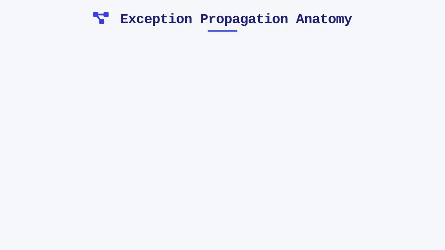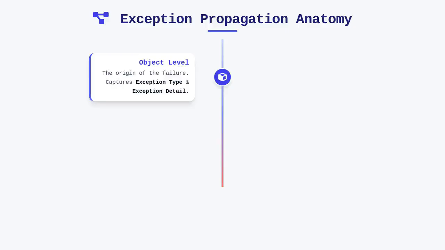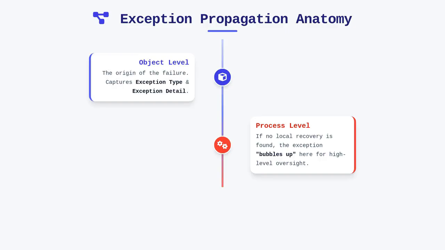Understanding the anatomy of this propagation is essential for creating resilient automation. When an exception moves from an object level to a process level, it carries with it the original exception details, which are populated in the exception detail and exception type fields. If you fail to use a recovery block in a child page, the parent page becomes responsible for handling that failure. This creates a design trade-off where you must decide whether to handle errors locally or allow them to ascend to a higher level oversight function.